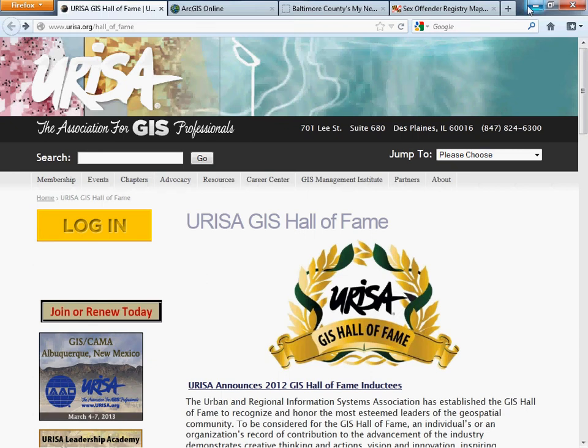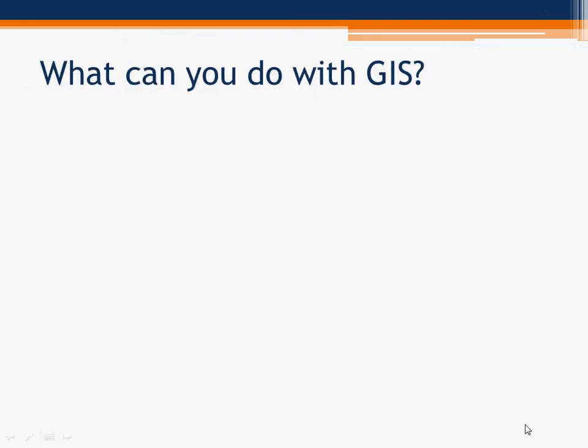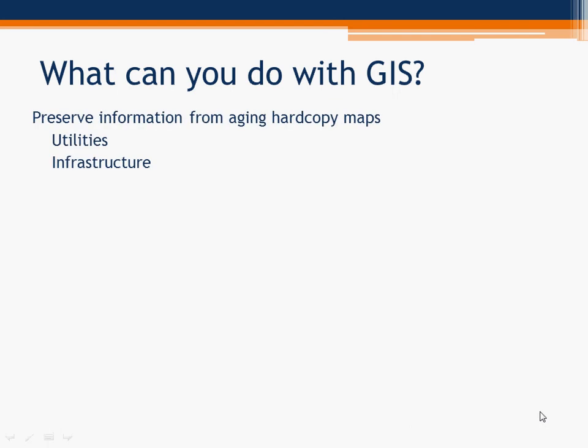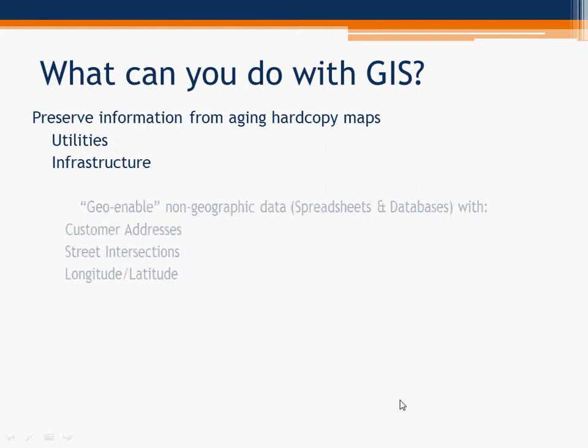So I'm just going to jump out of this and hop back into the lecture over here, and think about the things that you can do with GIS. Preserving information from aging hard copy maps, of course. We're in this digital world now, and maps do break down over time. So you can imagine utilities and infrastructure, just like the maps, break down over time, so we need to know where they are. And so having that technology to map utilities and infrastructure in a digital environment is crucial to being able to maintain that type of infrastructure.